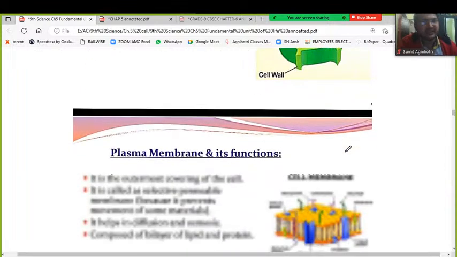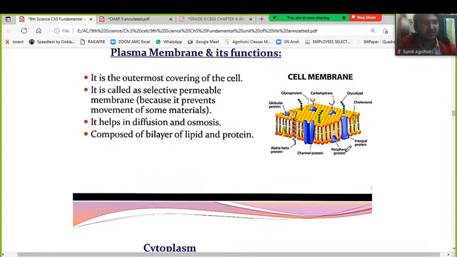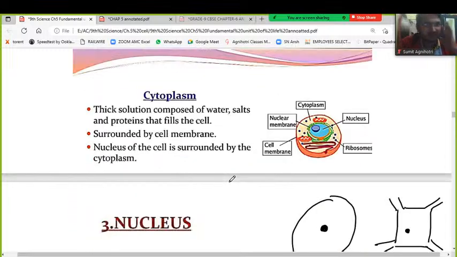Then it is a rigid covering. And the plasma membrane and its function, you have already understood. It is made up of lipid and protein, and it performs osmosis and diffusion to transport gases and liquids. Then we have cytoplasm, a liquid inside a cell, a thick solution composed of water, salt, and protein, and it is surrounded by the cell membrane.